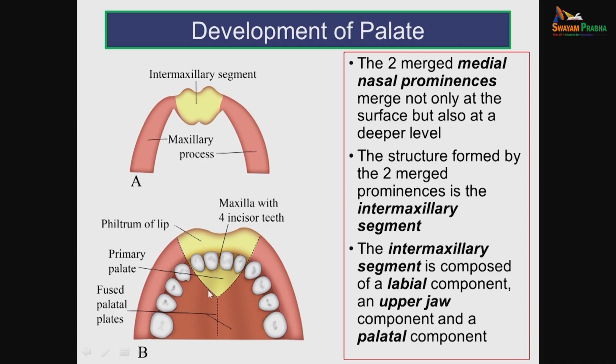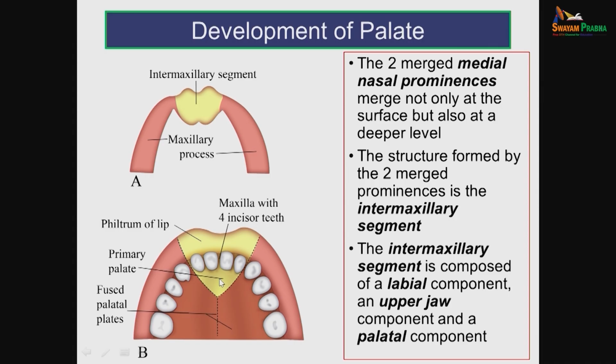If you look at the picture lower down, you can see that the intermaxillary segment has three components. One is the labial component, which is going to form the philtrum of the upper lip, which we have seen already. The next component is the upper jaw component, where you have the incisor teeth. Next, what I am pointing out is the palatal component.